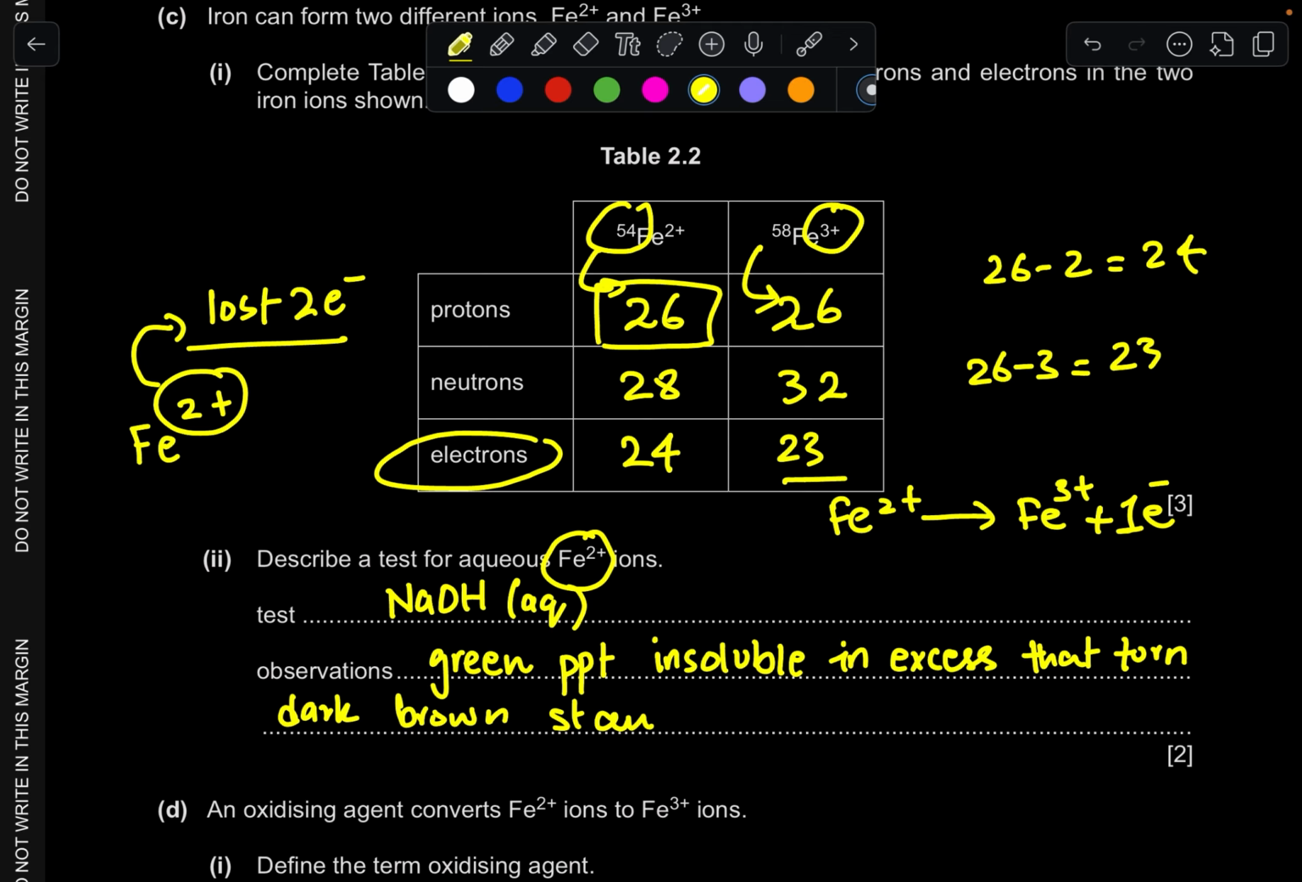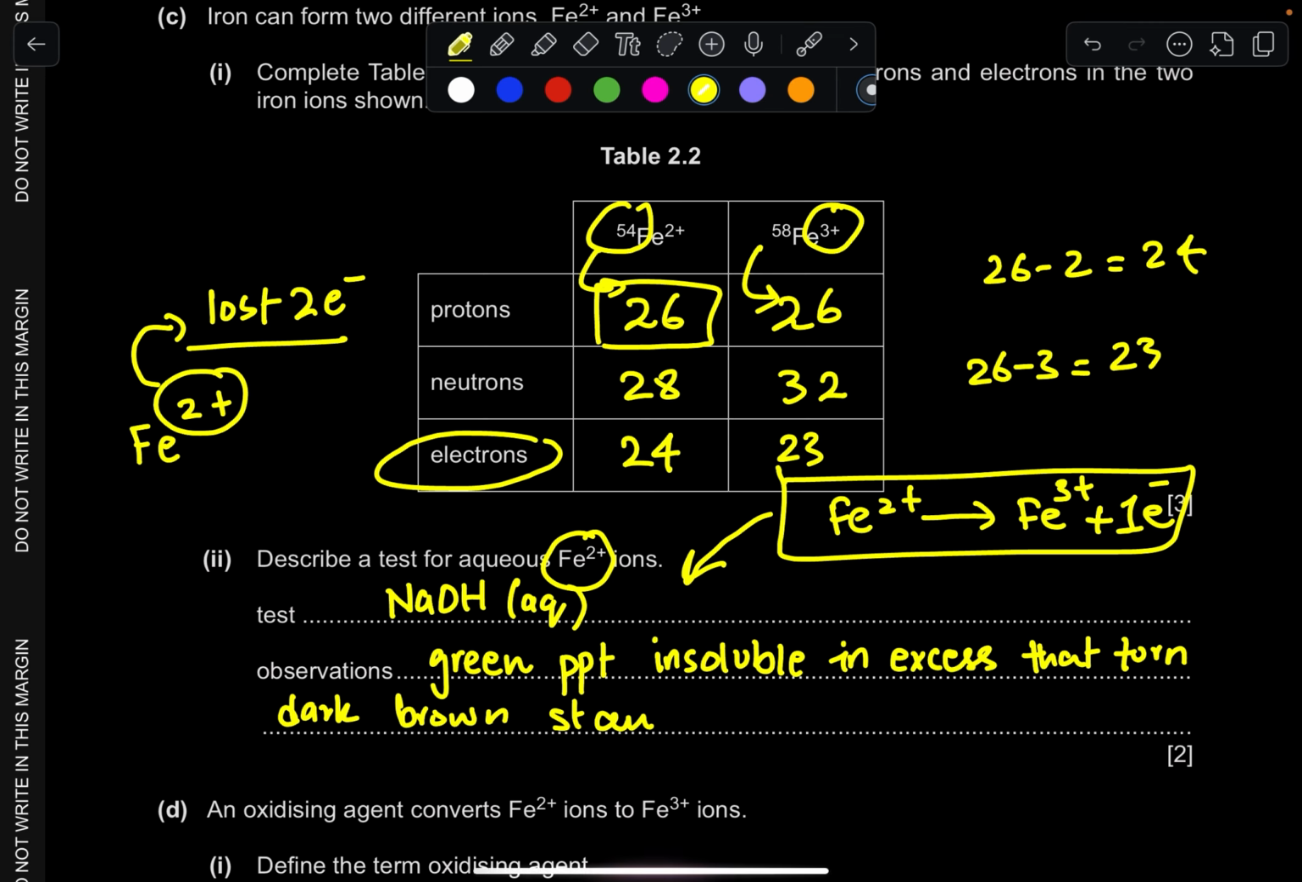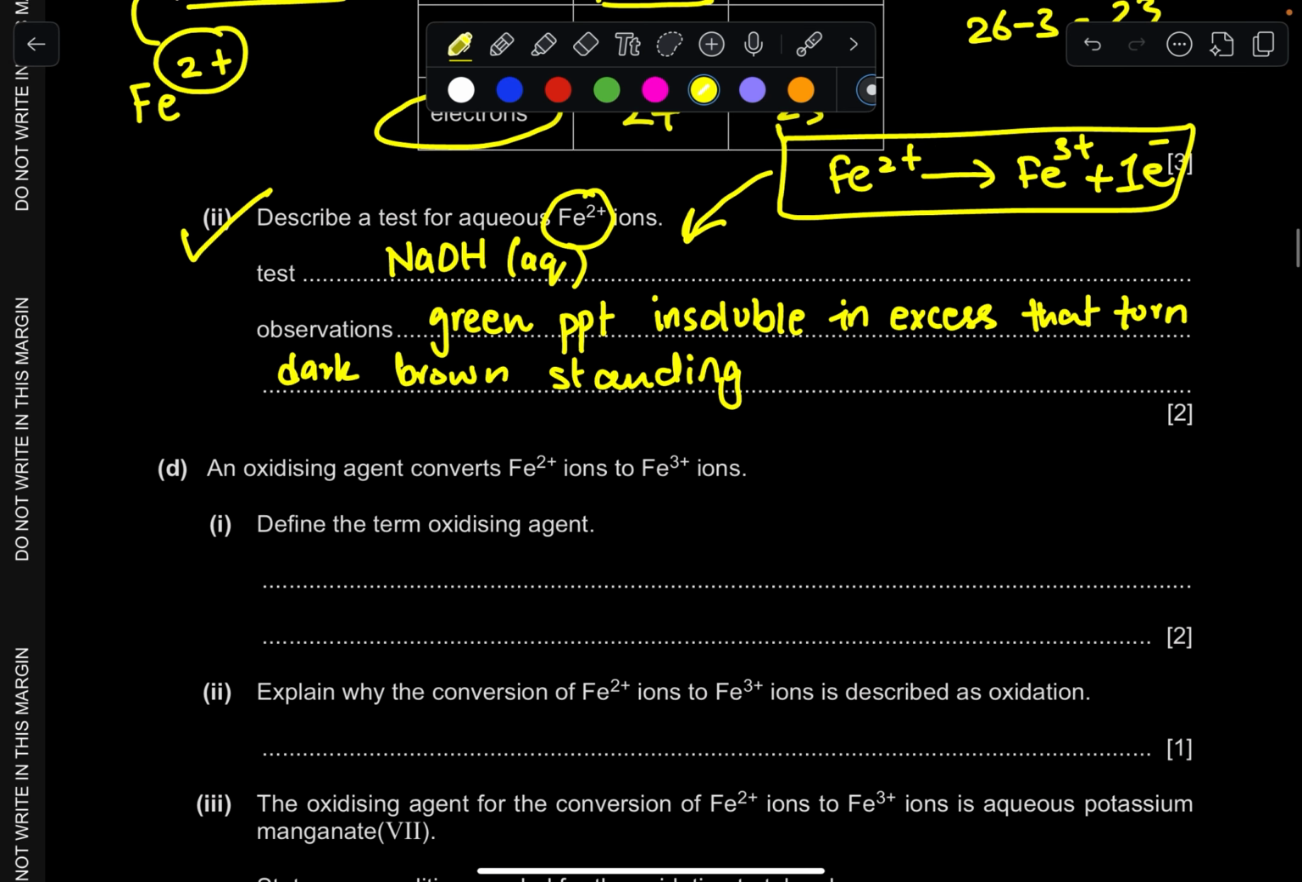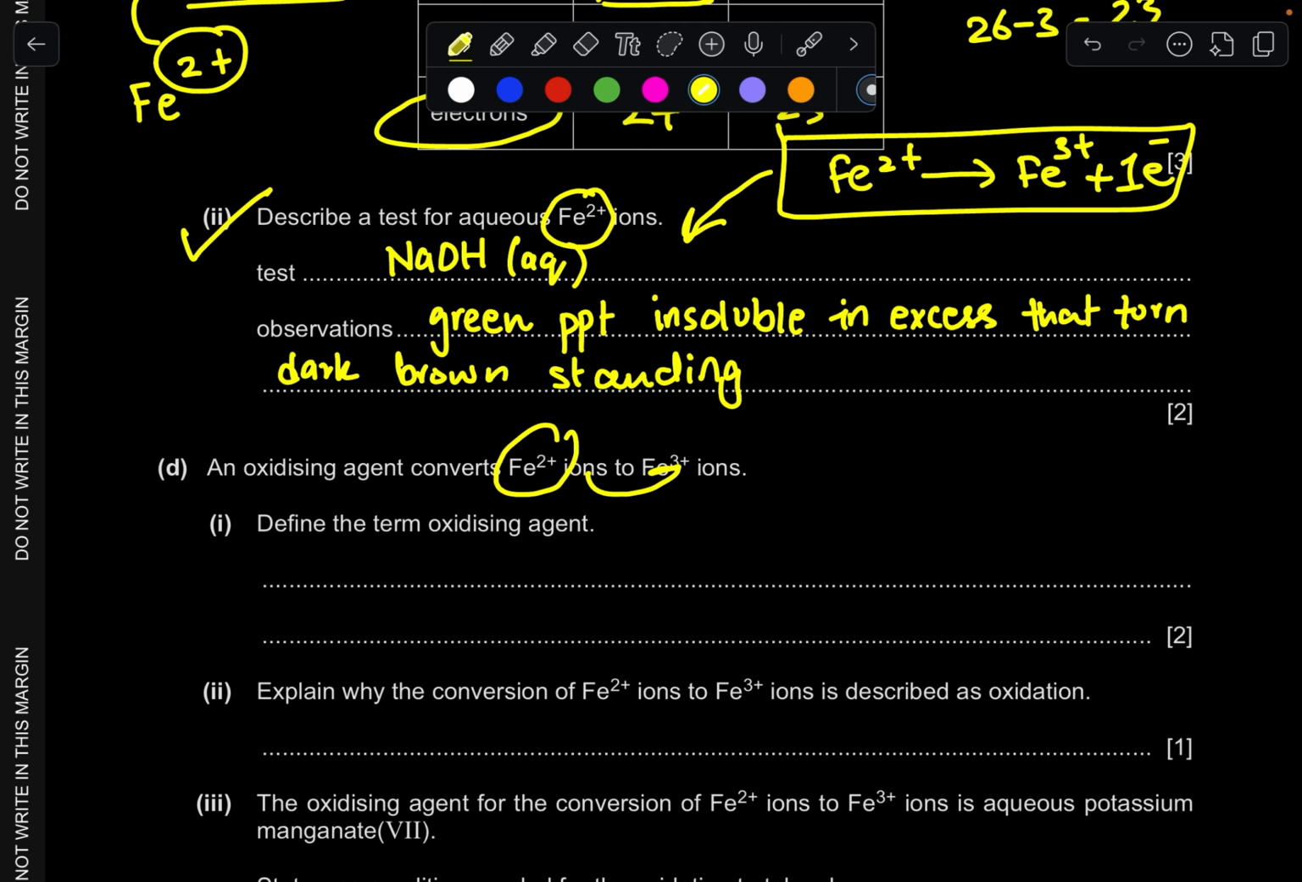That's the equation that's happening over here. Dark brown on standing. So that's the test to know if it's iron 2 plus, right? An oxidizing agent converts Fe2+ to Fe3+. Just define the term oxidizing agent.